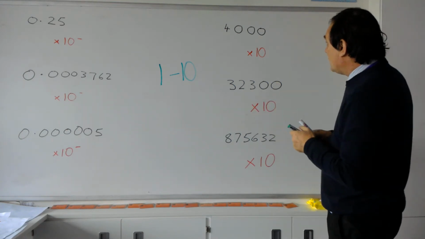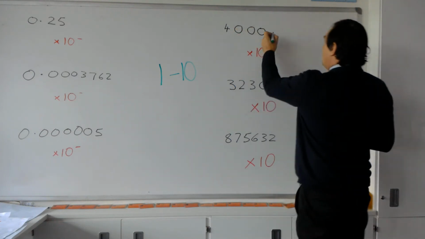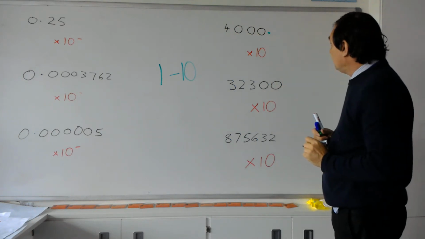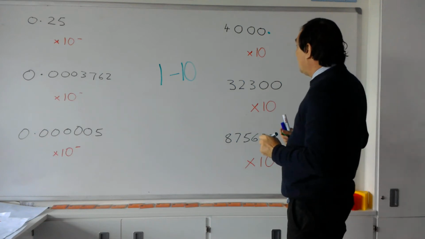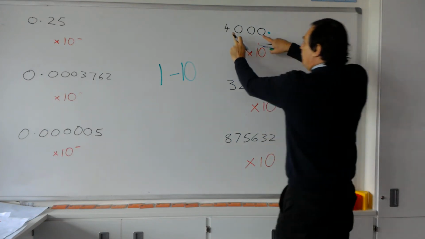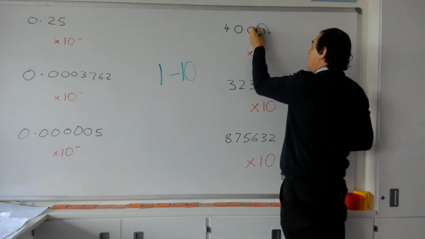Now the way we write something in standard form is, first of all, when we've got a number like this, we start with a decimal point at the end of the number. We keep bouncing it until we get a number between 1 and 10. So, is 4,000 between 1 and 10? No. So we bounce it one time.